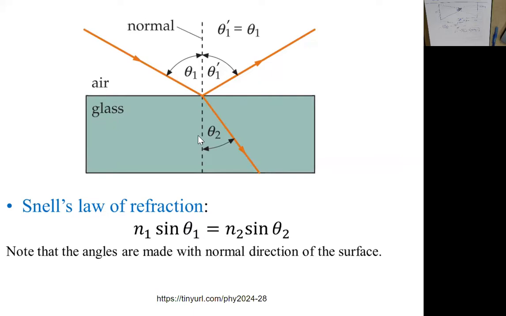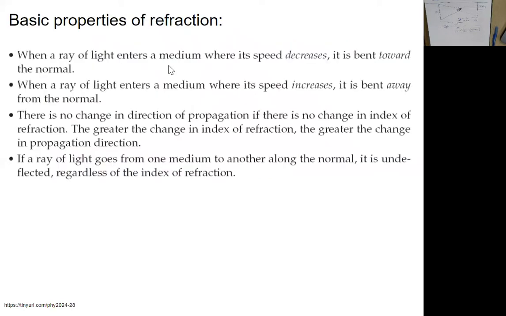On the other hand, if the light comes from a medium where the speed of light will increase, that's the other way around. If light goes from glass into the air, then this is the original direction of the light, and it will be bent away from the normal direction. So that's the first two sentences there.